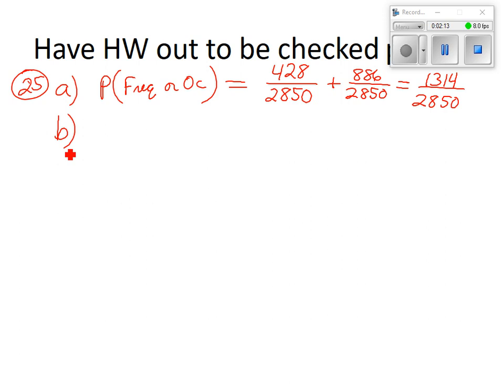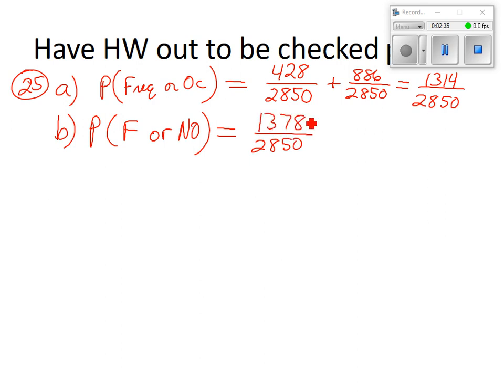A person is a female or not involved in charity work at all. So female or no charity. I'm guessing the bottom number is going to be 2850 again, right? Yeah. How many females? 1378. 1378 plus how many people not involved in charity at all? 1536.